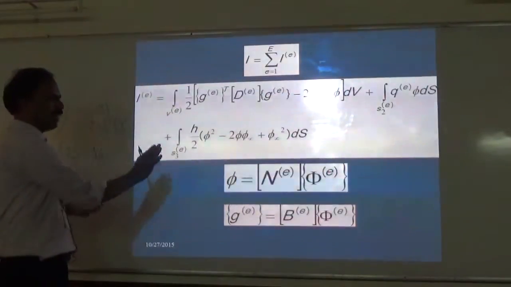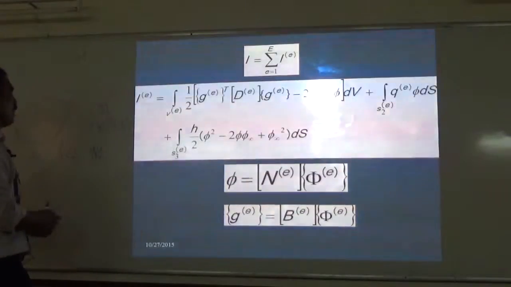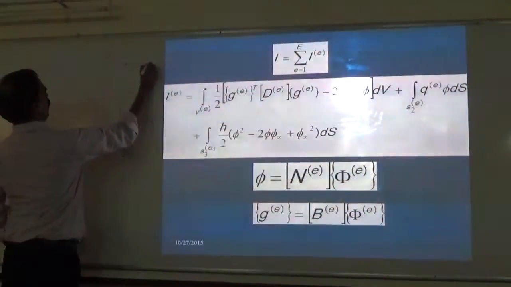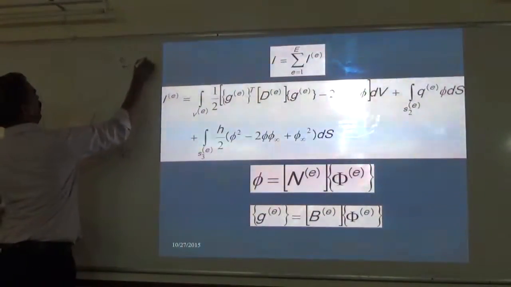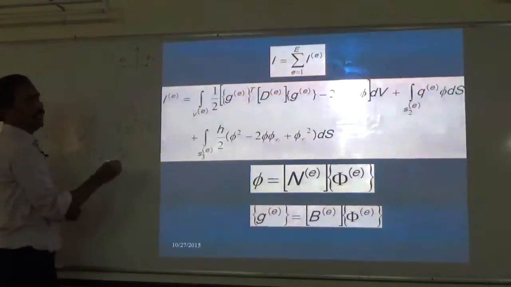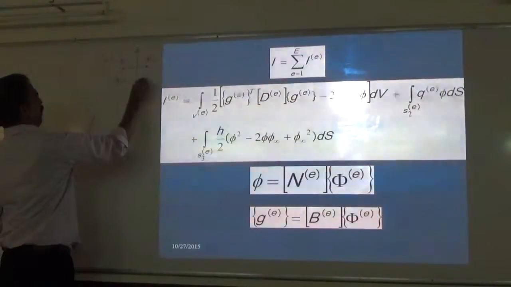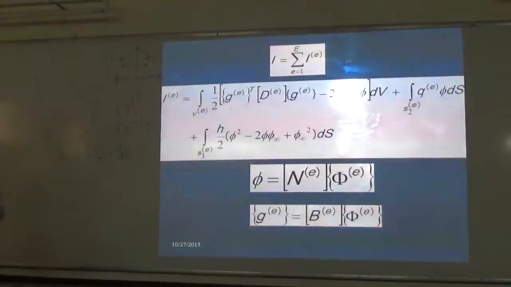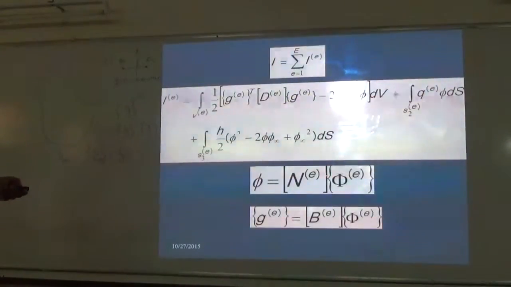This is also applicable for a region that may be one-dimensional, two-dimensional or three-dimensional. For example, for one dimension, you have a two-node rod element, a linear element. The field variable here is phi1, and here it is phi2. The field variable at any point x, I can write in terms of shape functions and nodal values: N1 phi1 plus N2 phi2.